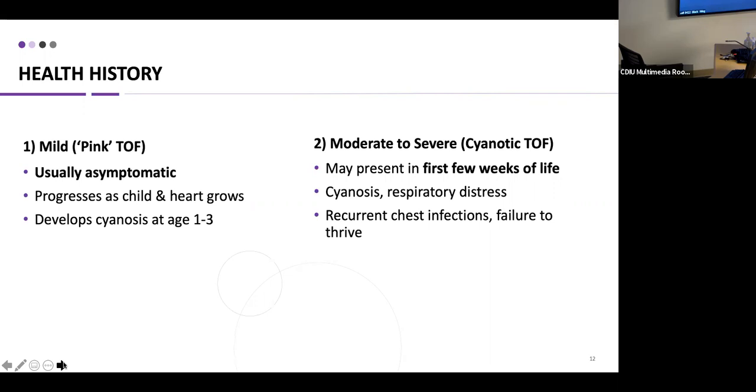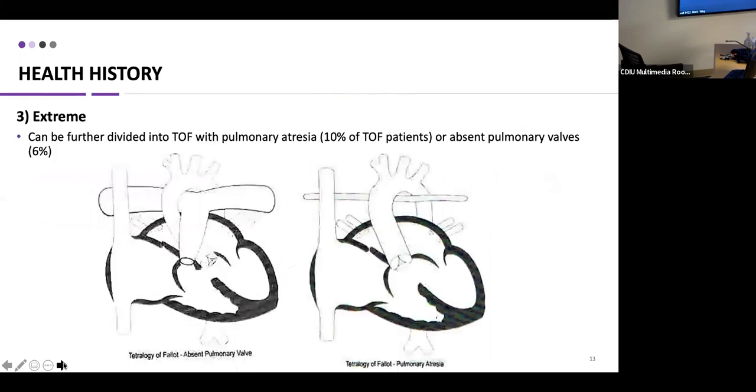And then the third classification is extreme. And we can further divide these into tetralogy of Fallot with pulmonary atresia or absent pulmonary valves. So you can see the images we have put on here below.